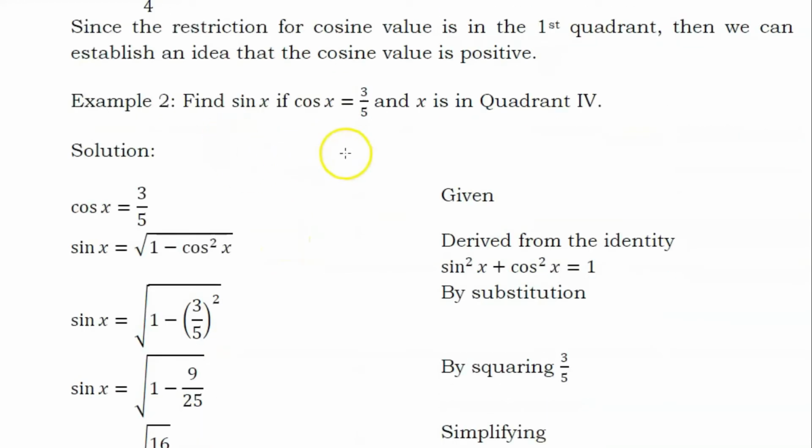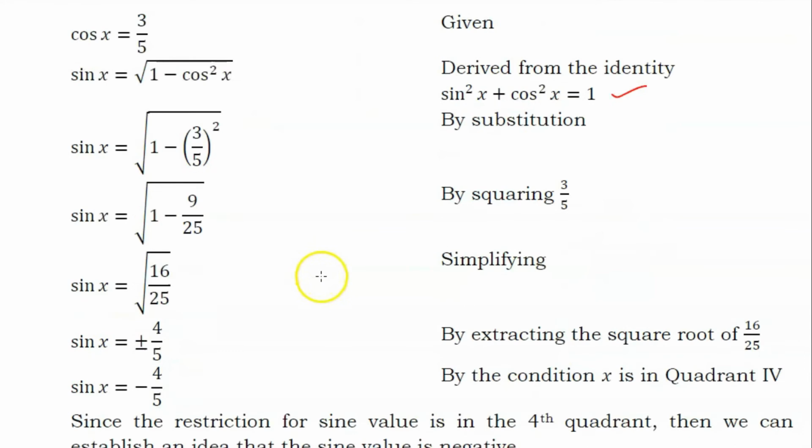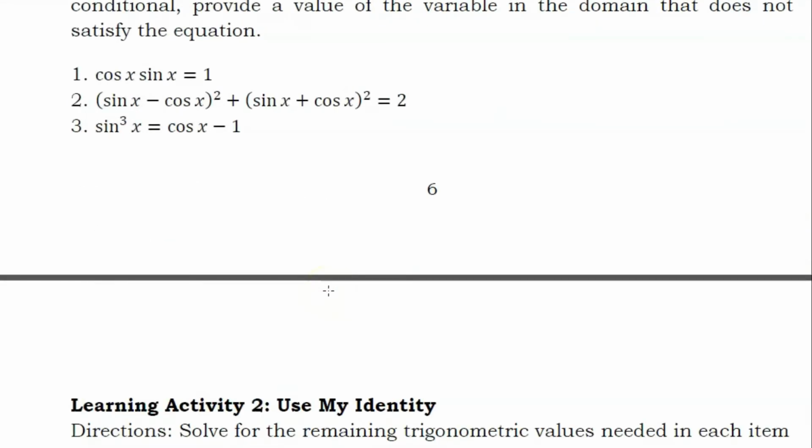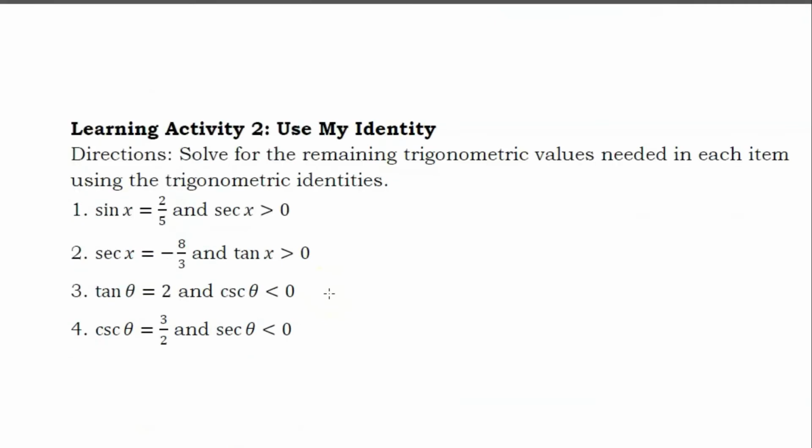Find sine x if cosine x is equal to 3/5 and x is in quadrant 4. So we are having sine x and cosine x again, so we're going to use again the Pythagorean identity: sine squared x plus cosine squared x is equal to 1. I will not elaborate further because it's just the same as our first example. So now let me take another value.